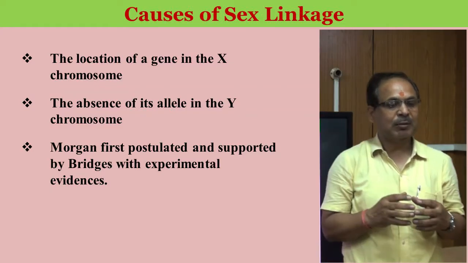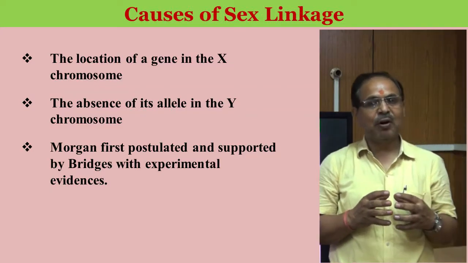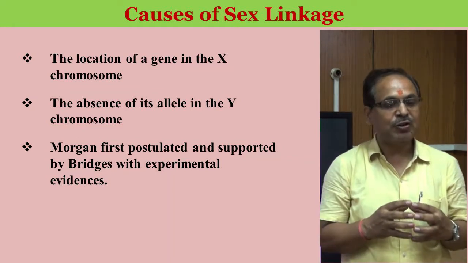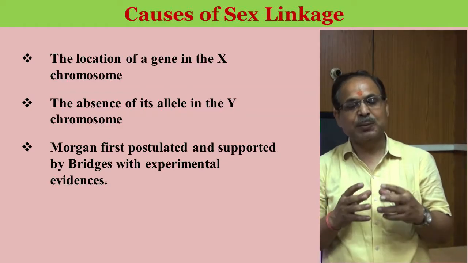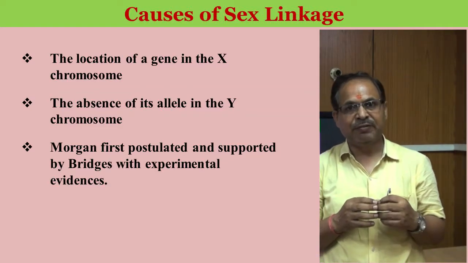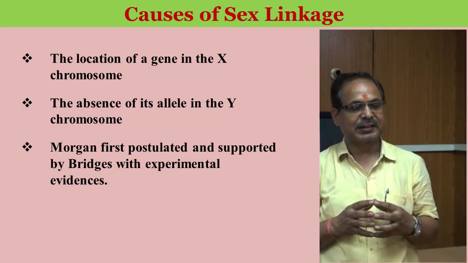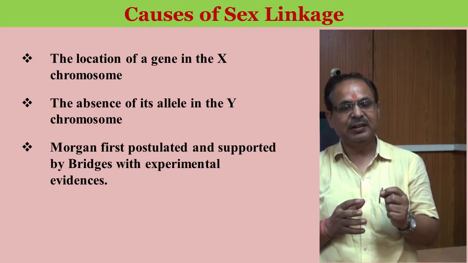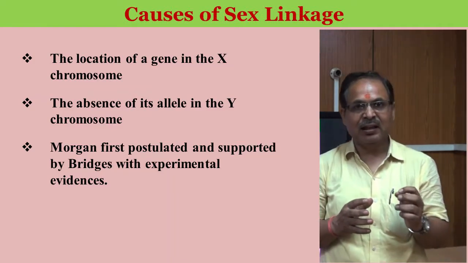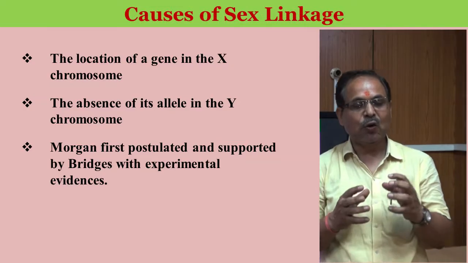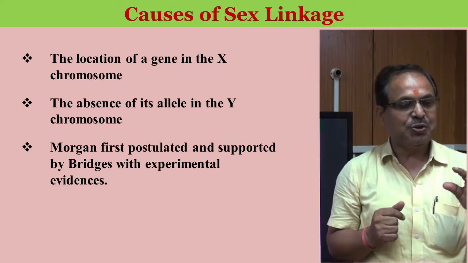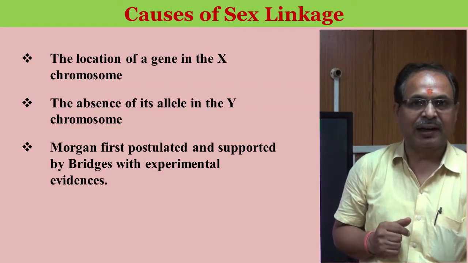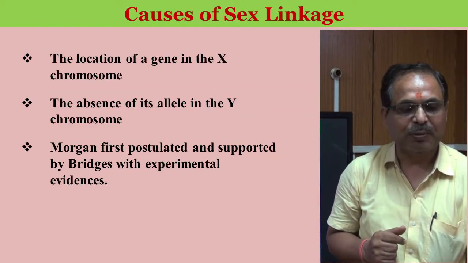When we talk about the causes, Morgan first postulated the causes, and that was supported by Bridges with various experimental evidences. The first cause was the location of a gene on the X chromosome and the absence of alleles on the Y chromosome. These two causes were revealed by Morgan and also supported by Bridges.